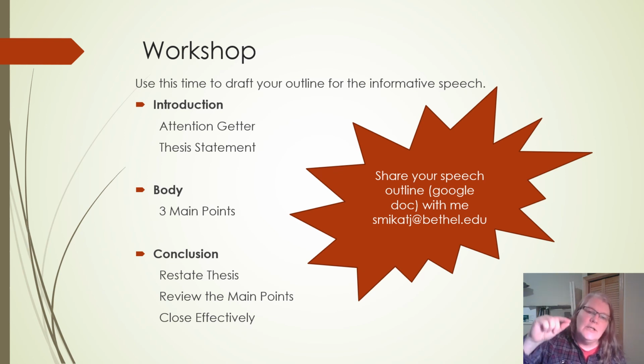Your outline needs to include what's underneath the introduction there, so the attention getter and the thesis statement. Right now you're drafting a thesis statement. You might change it later. Remember, your thesis statement needs to have 3 main points in it. Then you're going to write in this outline what your main points are. So that's going to be 3 main points that I'm asking for. And then you're going to write in your outline what the conclusion is, restating the thesis and reviewing the main points, okay? Pretty much your outline should look exactly like this.